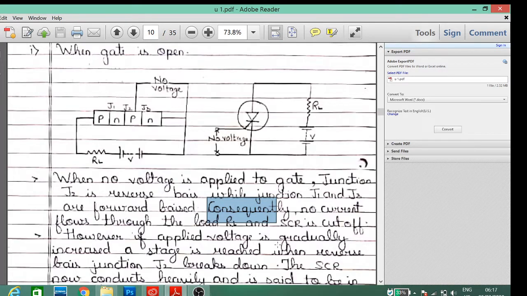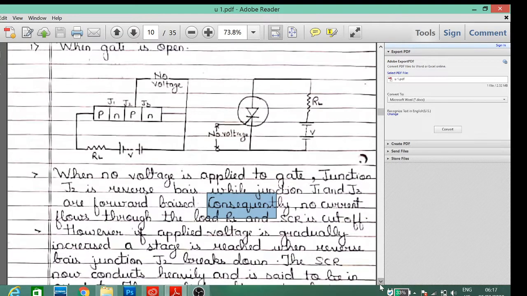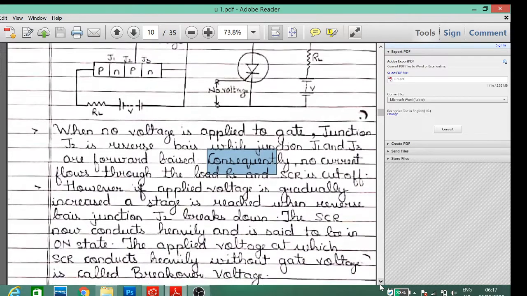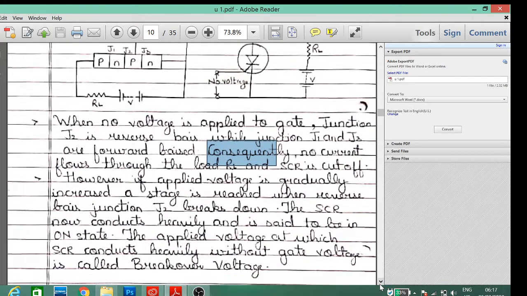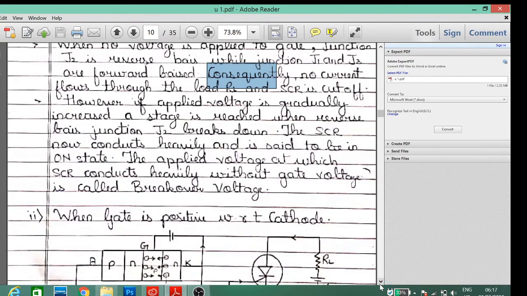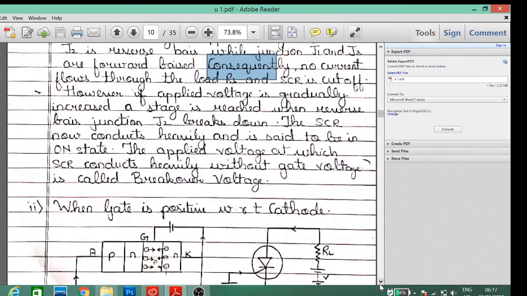However, if the applied voltage is gradually increased, a stage is reached when the reverse biased junction J2 breaks down, and the SCR now conducts heavily and is said to be in the on state. This forward bias voltage is called the breakover voltage.